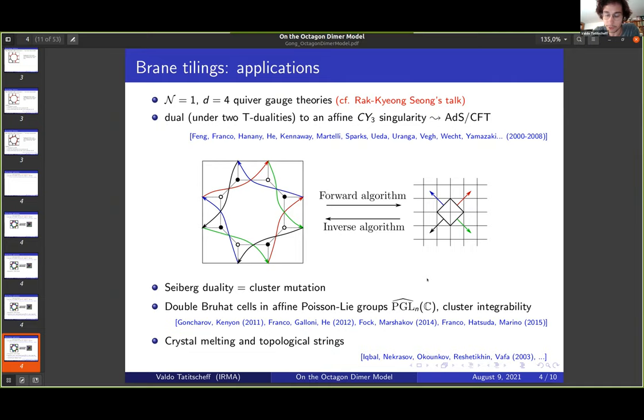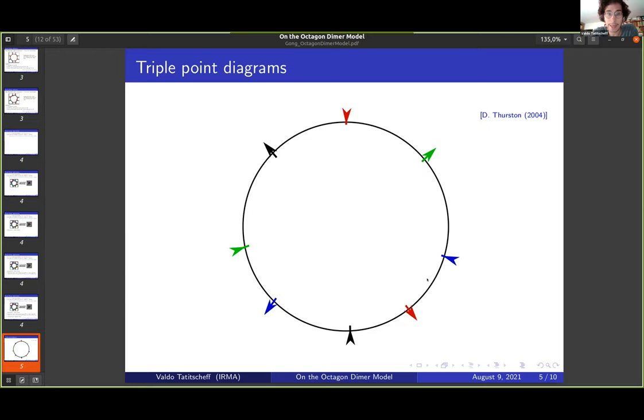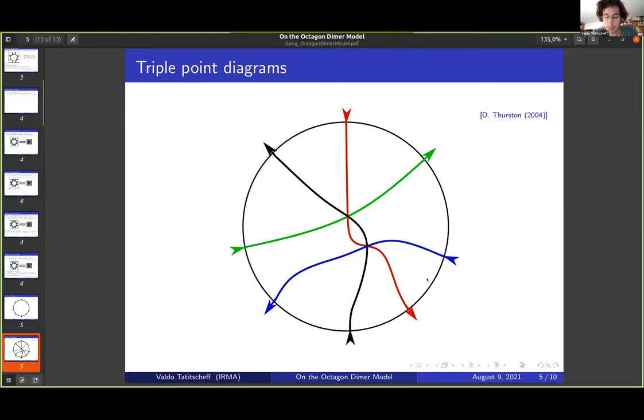One starts with a topological disk on the boundary of which there are n in and n out points placed in an alternating way. So here n equals 4, together with a pairing between in and out points, which is displayed here in colors. One of Thurston's results is that every such pairing can be realized by a triple point diagram, defined exactly as the name suggests. One can then slightly deform the triple point diagram in such a way that each crossing is replaced by a small triangle whose sides are oriented counterclockwise.